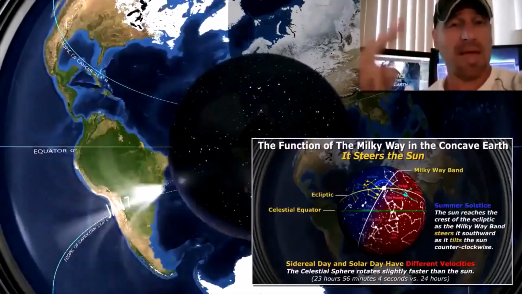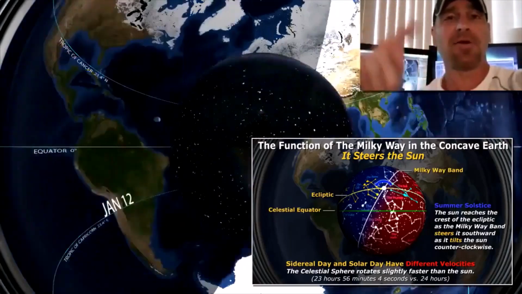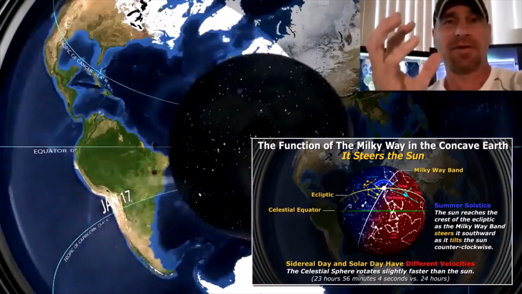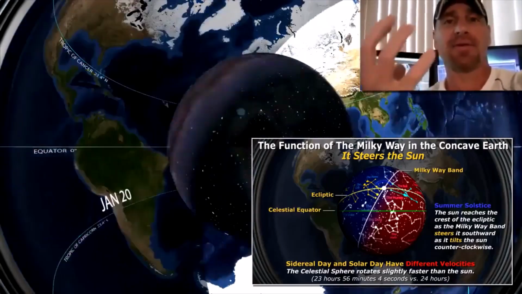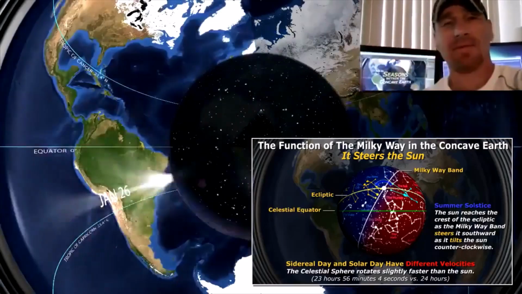The Milky Way band, it's a band, it's not a spiral galaxy. It's actually a literal band that separates the celestial sphere into two different hemispheres, two different magnetically influenced hemispheres that actually steer the sun. So the Milky Way band has a function.